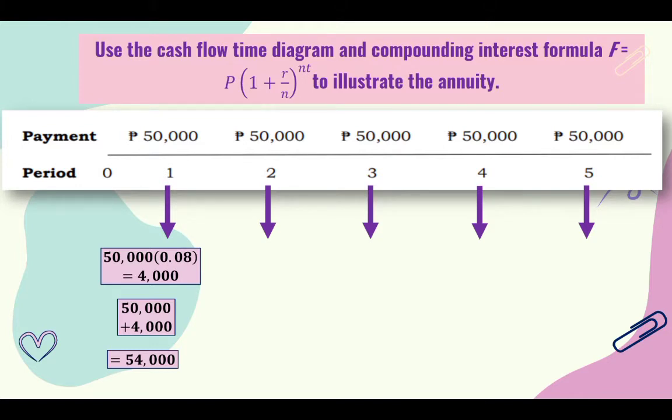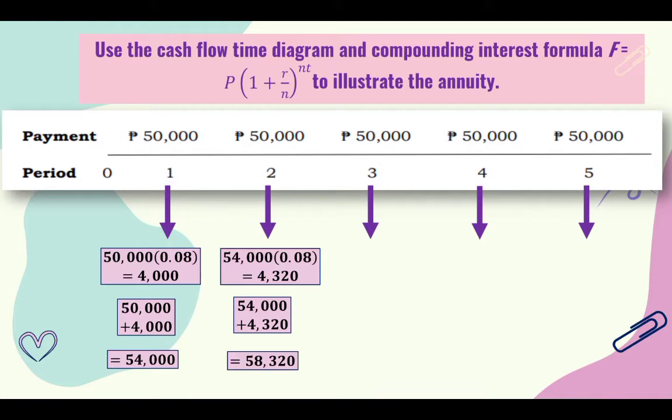What about on the second year? So now that we already have 54,000 new amount, we will multiply it to the interest rate, which is 8%. So 54,000 times 0.08, we will now have the new interest 4,320. So our new amount, which is 54,000 plus the new interest 4,320, the sum would be 58,320. So our new amount now is 58,320.